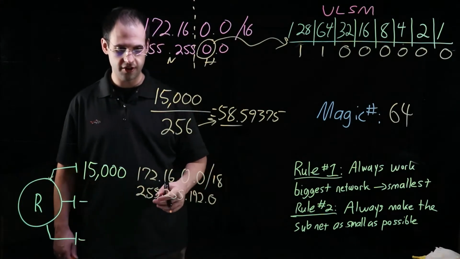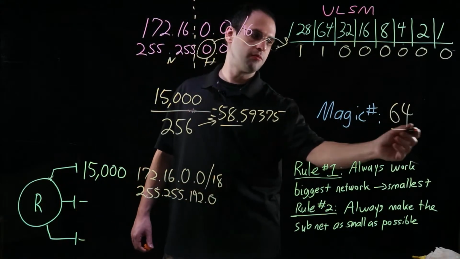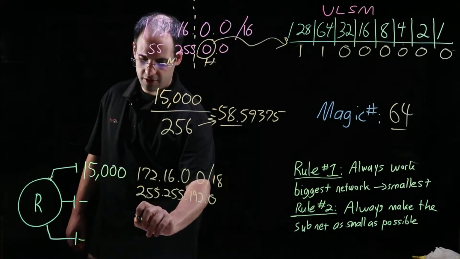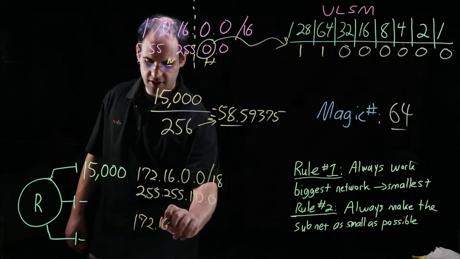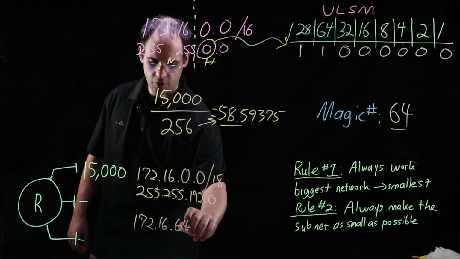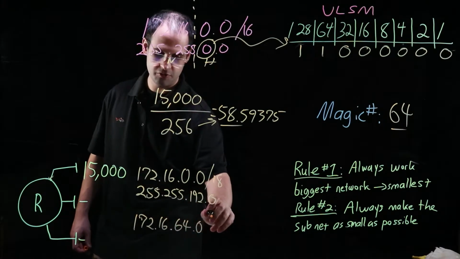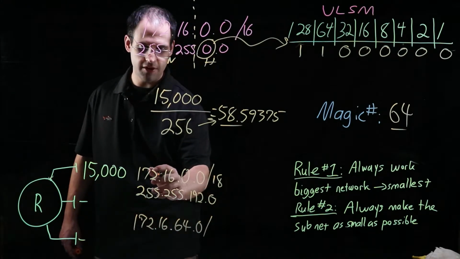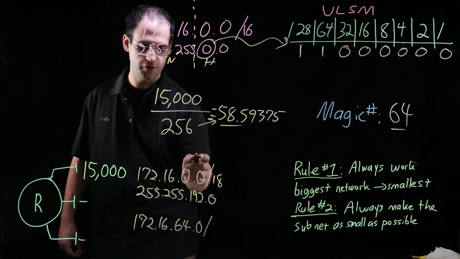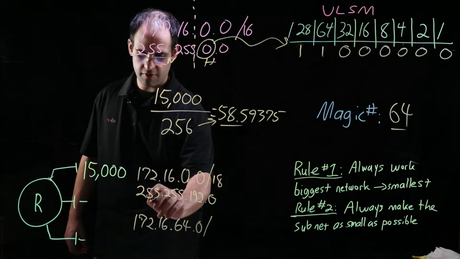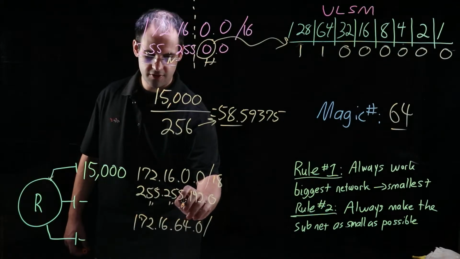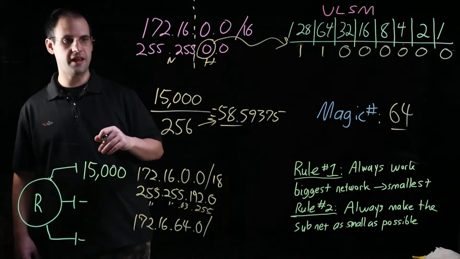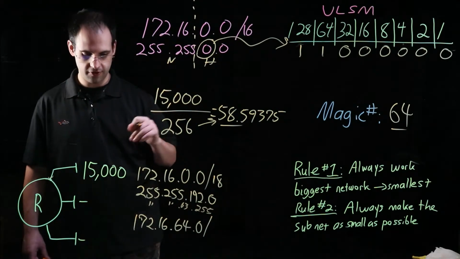Okay, I can also see that my networks are going to go up in increments of 64. So I can now tell that my next network here would be 172.16.64.0 slash whatever. All right, so my range here would be 172.16.0.0/18 to 172.16.63.255 for my last address, which would be my broadcast address in this case.